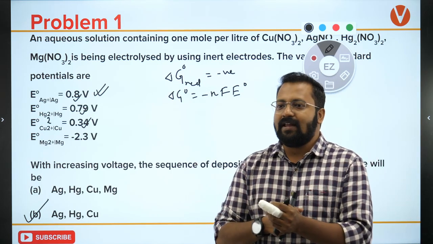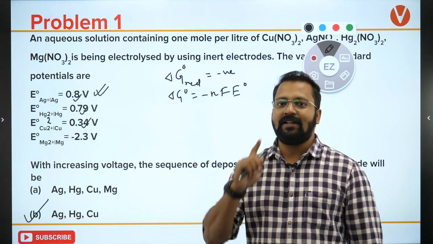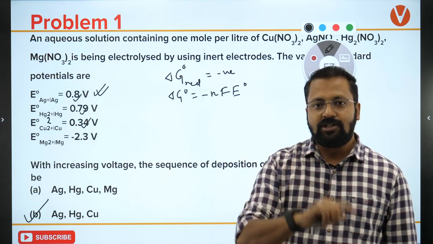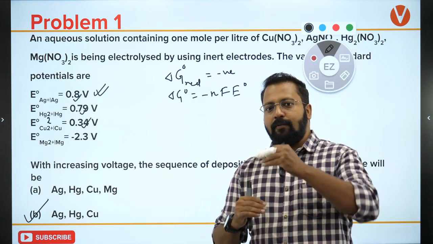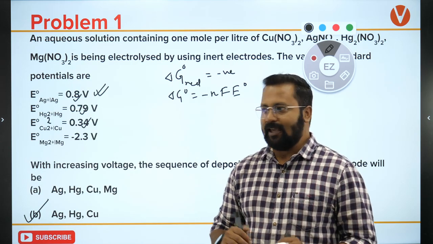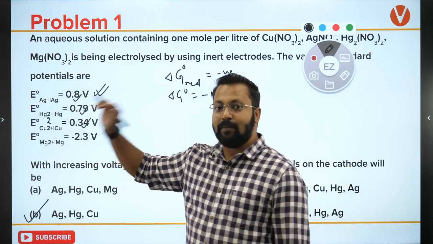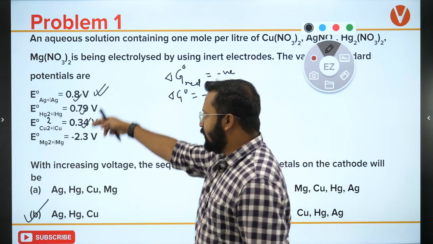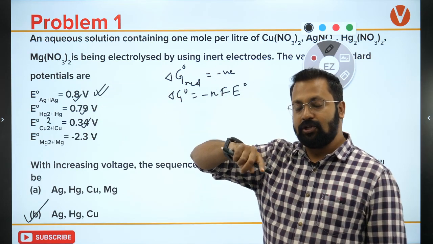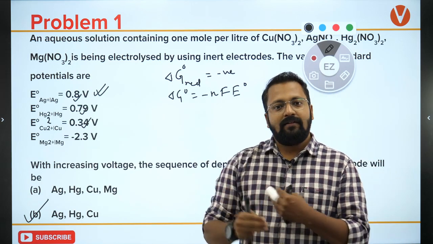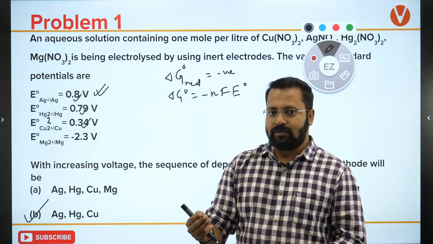Okay, somebody has asked why magnesium is not included. That's a very good question. Magnesium is not included because hydrogen comes before magnesium. Hydrogen is not written over here, but you have to remember that if you take these elements before magnesium, hydrogen will come into the picture. Hydrogen will get reduced before magnesium, okay?